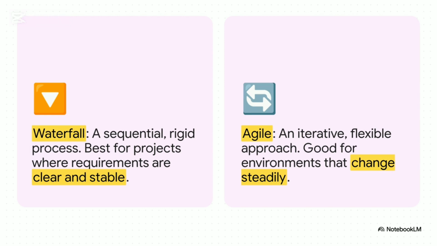You basically have two main philosophies here. On one side, you've got waterfall. It's very linear, very rigid. You finish one step completely before you even think about moving to the next. It's great if you know exactly what you need from day one. But on the other side, you've got agile, which is all about being flexible and working in cycles. You build in these small little chunks and you're constantly adapting. It's pretty much perfect for projects where you know things are going to change.